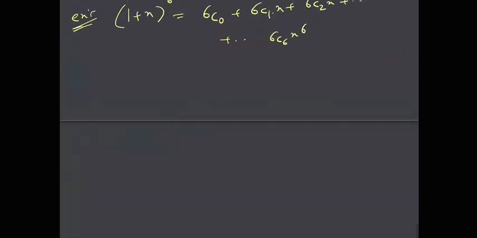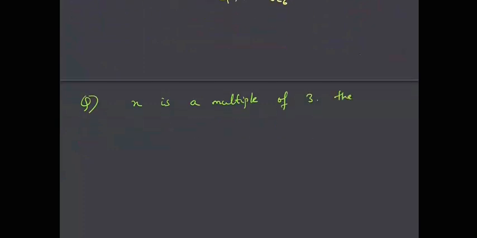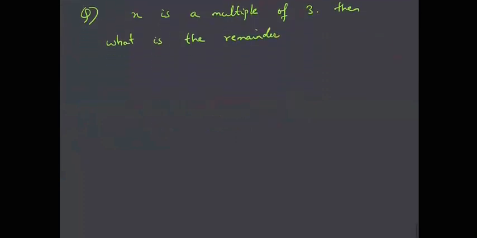Now say x is a multiple of 3. Then what is the remainder obtained on dividing (1 + x)^5 by 3? So I hope you already know what a remainder is and what we mean by a multiple of 3. These things are pretty basic, so I assume that you know this.